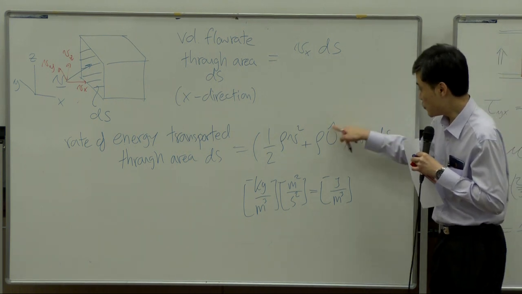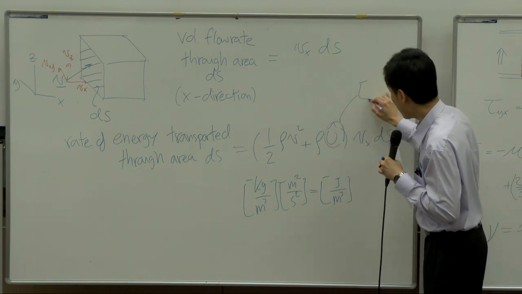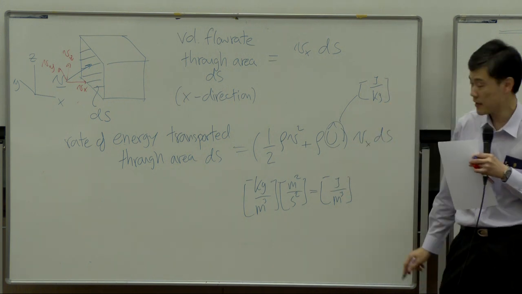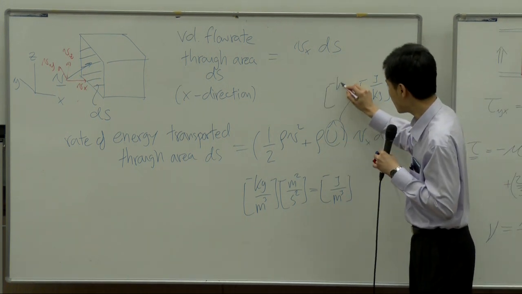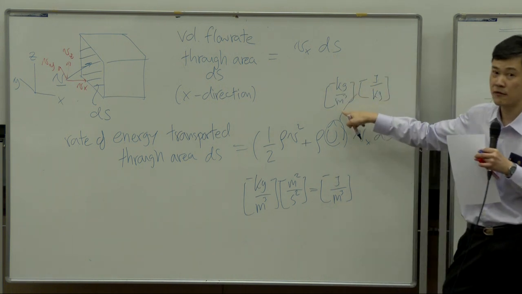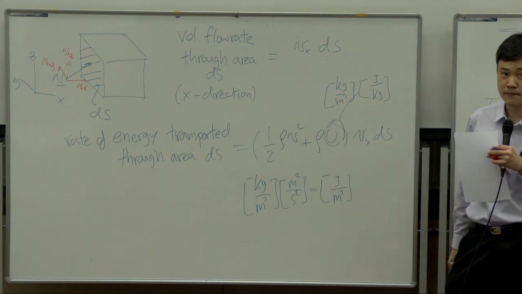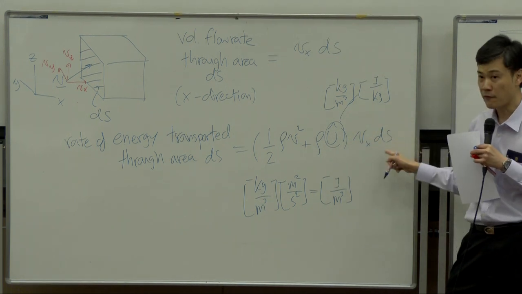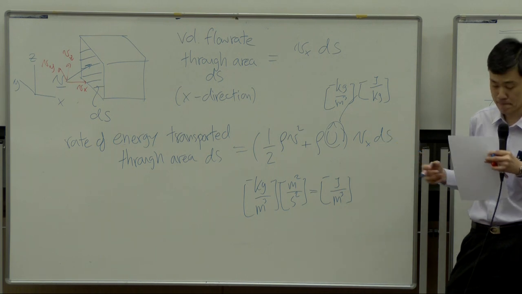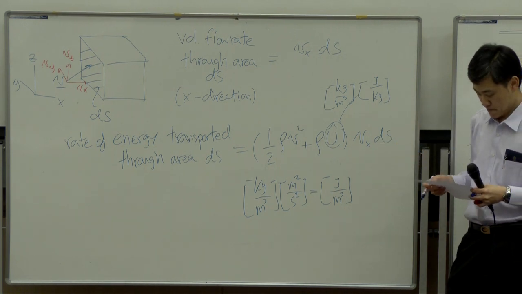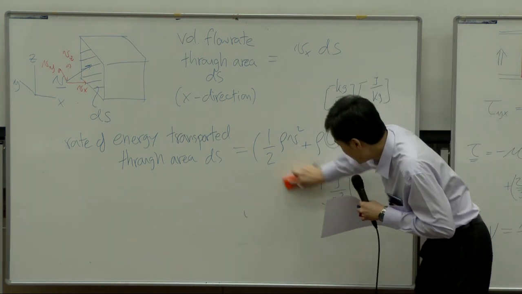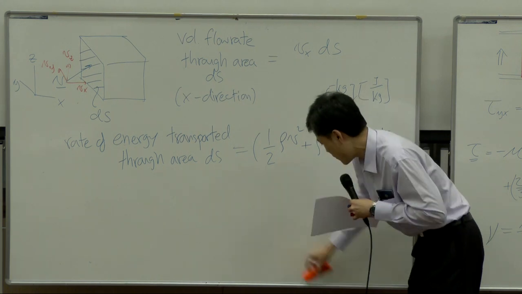Same thing, U here should have unit of joule per kilogram, that's specific internal energy, multiplied by rho, which is kilogram per cubic meter, you end up with joule per volume. Multiply by volumetric flow rate, you end up with joule per second. All right? You have to be clear on this point, okay?